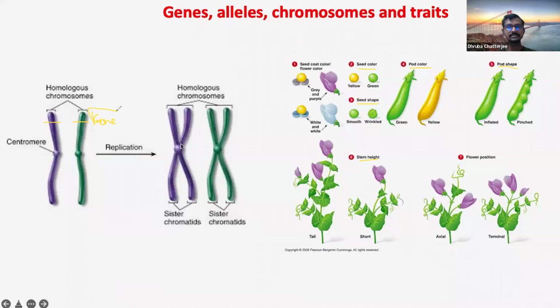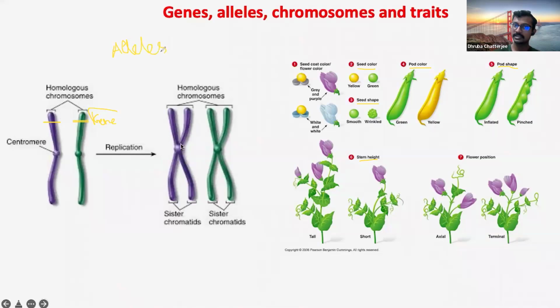But there are always mutations that can crop in, right? And because of that, there are different variants of the gene. So these different variants of the gene which are present at the same position, at the same locus of these homologous chromosomes, are called the alleles.